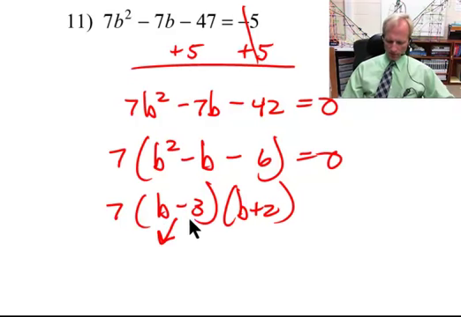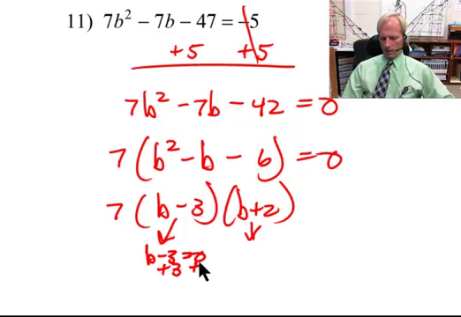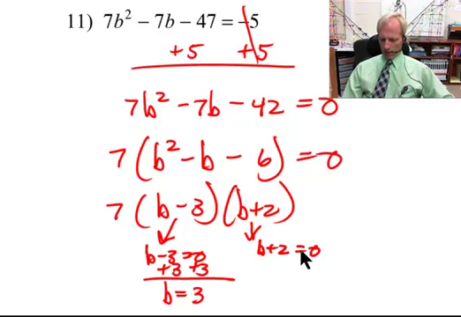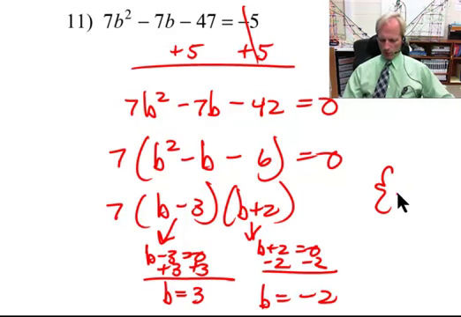Alright, so I set each of those factors equal to 0 and solve for the variable. It's going to give me b minus 3 equals 0. Add 3, and you get b equals 3. Alright, then for the other one, I get b plus 2 equals 0. Subtract 2, I get b equals negative 2. So my solution set includes 3 and negative 2.